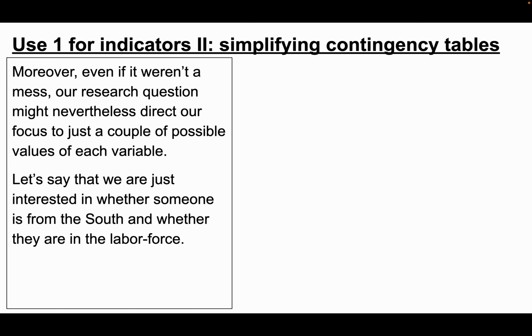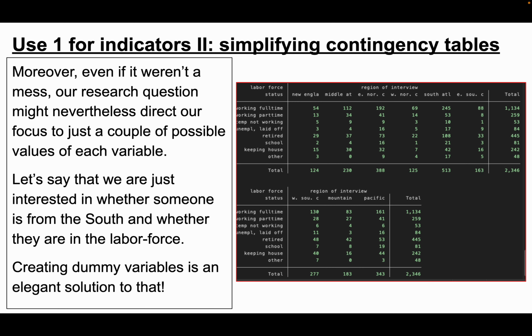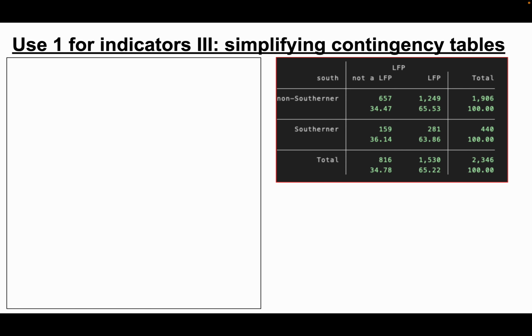So let's say we're interested in whether someone is from the South and whether they're in the labor force. So we can use dummy variables to find a solution to that. So this is what that would look like. This is the product of that. Note that I have here LFP for labor force participant, and not a labor force participant. So these are the two possible values. And the two possible values of South are non-Southerner and Southerner.